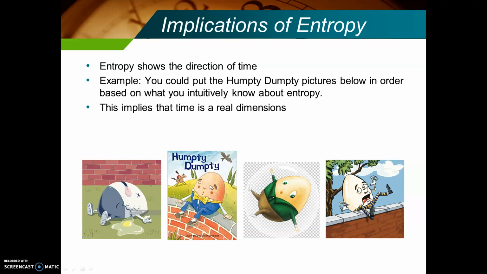So that implies that time is a real dimension. So supposedly in our universe there's lots and lots of dimensions. I don't know how many. But we can now say that we know 4 of them: length, width, height, and time. Time is truly a dimension as predicted by the second law of thermodynamics.